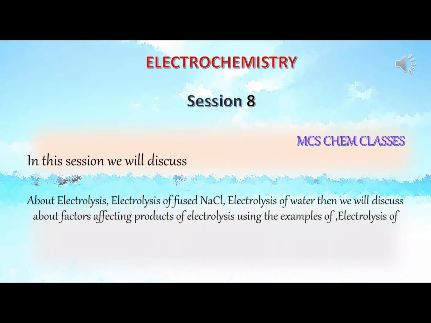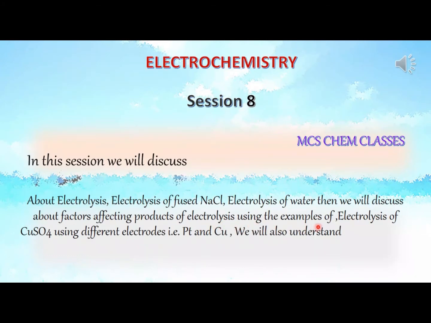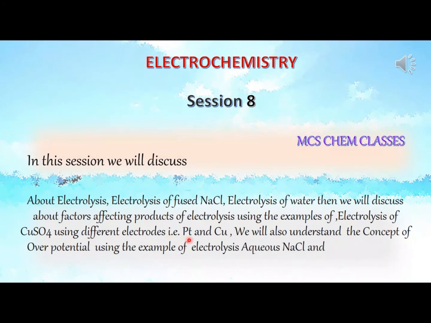Then we'll discuss the factors affecting the products of electrolysis using the example of electrolysis of copper sulfate using different electrodes like platinum and copper. We'll also understand the concept of overpotential using the example of electrolysis of aqueous sodium chloride and look into the various applications of electrolysis.